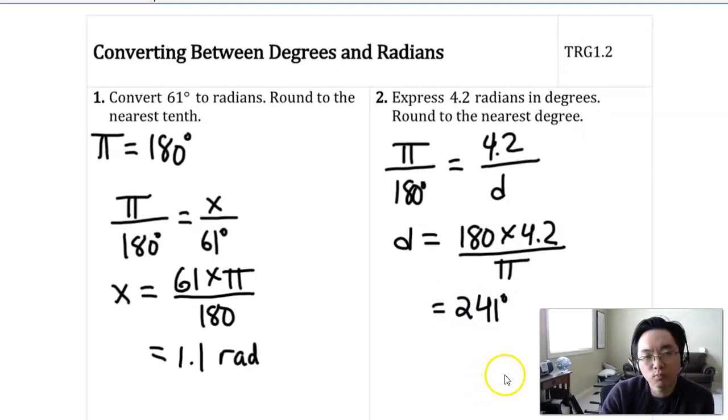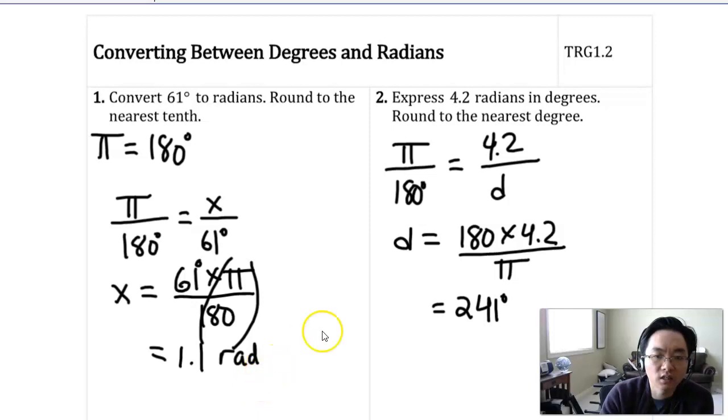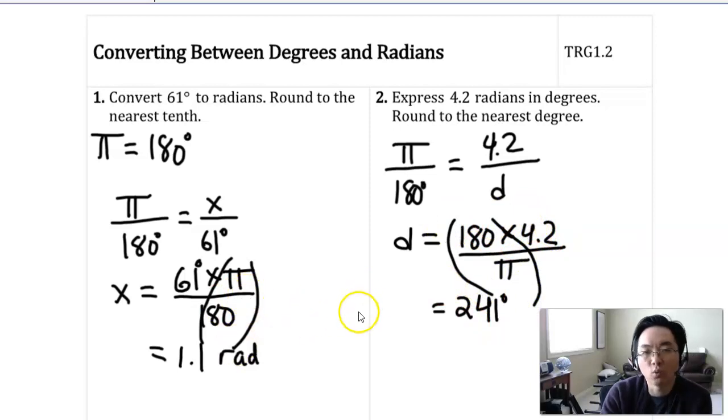Okay, so at this point, after you're doing a few of these, you might say, gee, I wonder if there's a shortcut. And certainly there is. Basically, if I go back to question number 1, if you're taking an angle in degrees and converting it to radians, you're basically multiplying by pi over 180. Whereas in the case where you're going from radians to degrees, you're essentially multiplying the radian measure by 180 over pi, right? So it's either pi over 180 or 180 over pi.